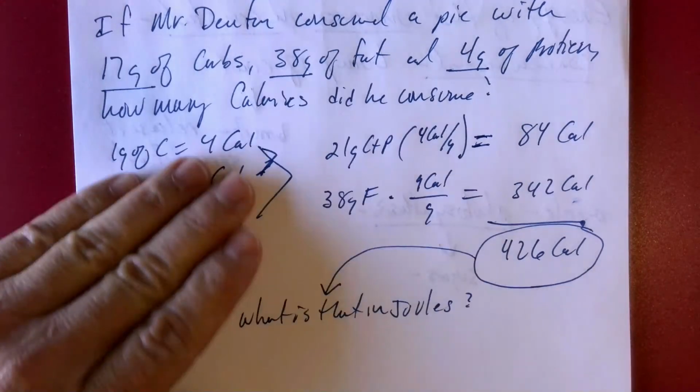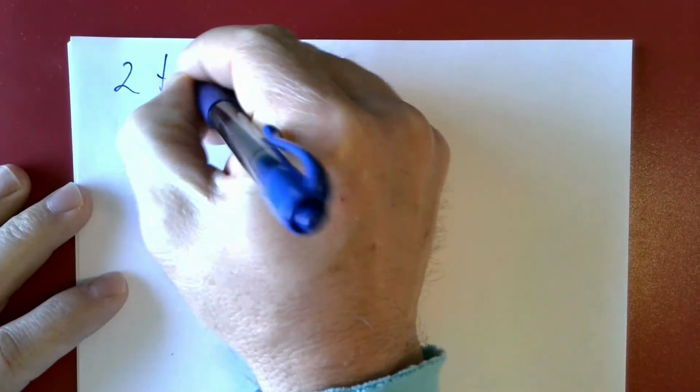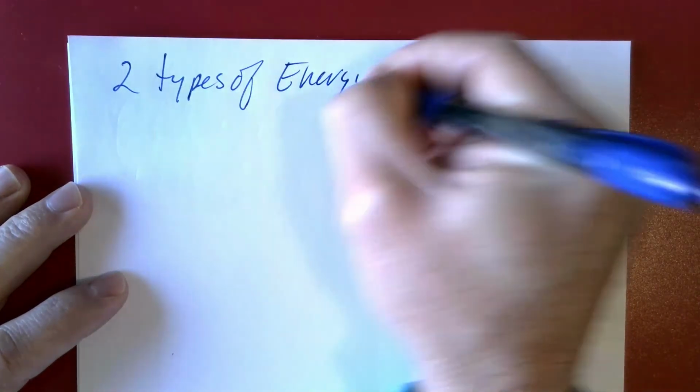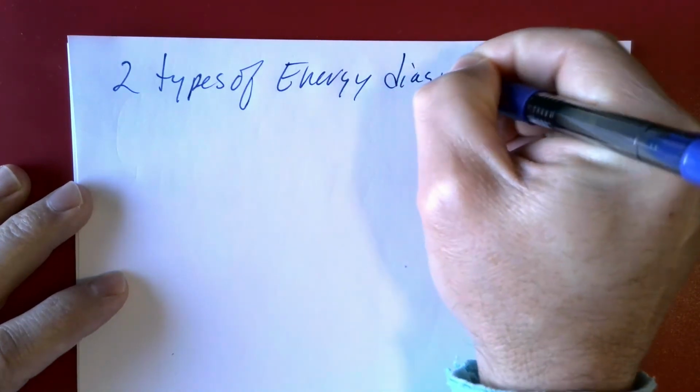So that's that. Alrighty, so from there, now we're going to go to where we were intending to go in the first place. Energy diagrams. There are two types of energy diagrams.